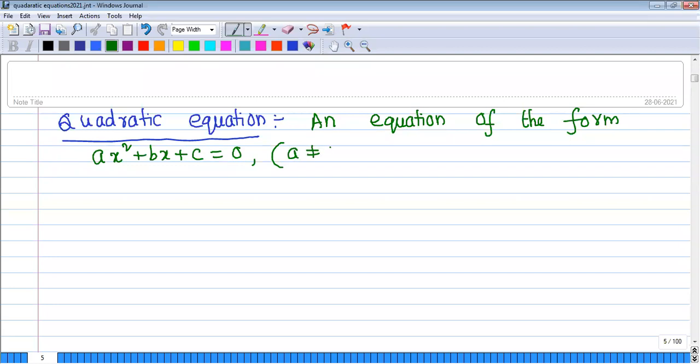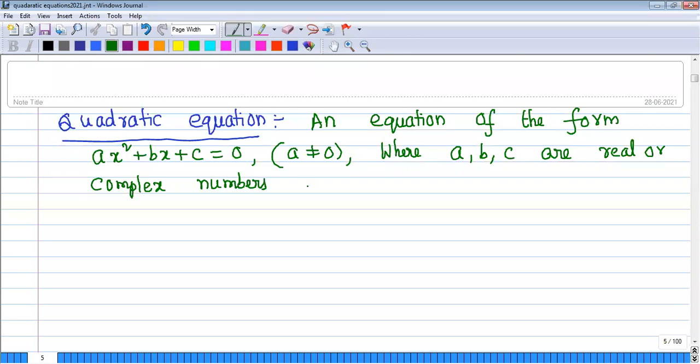a does not equal 0, where a, b, c are real or complex numbers, is called a quadratic equation.